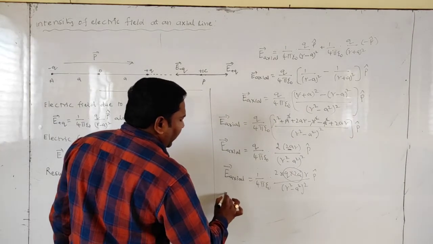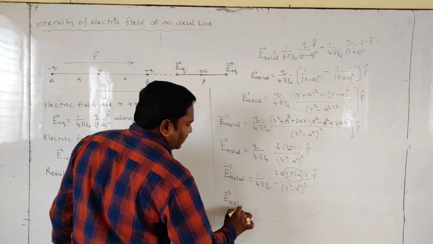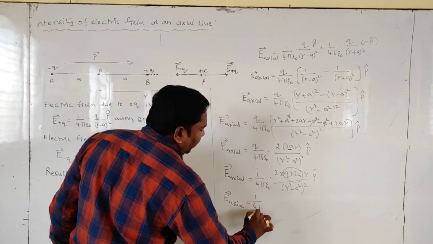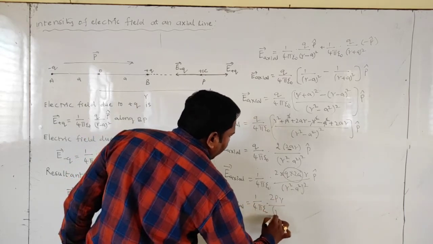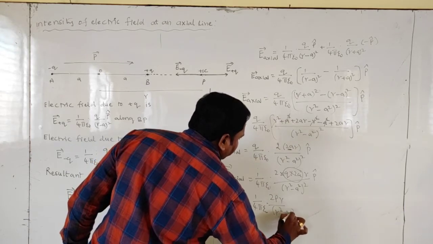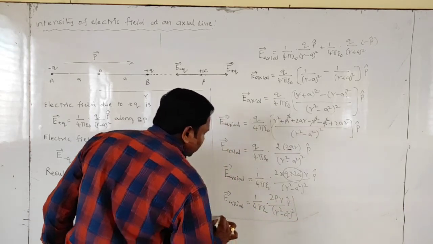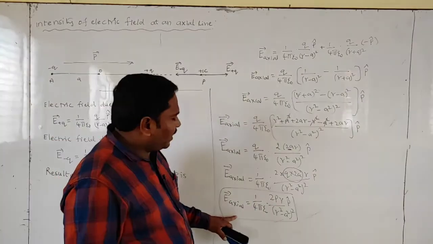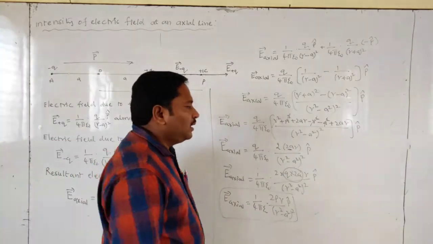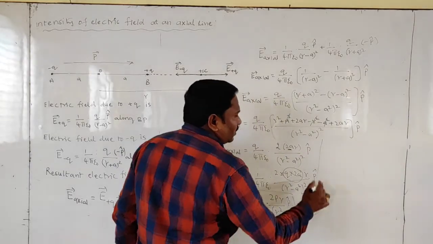So E axial equals 1 by 4 pi epsilon naught, 2P into R by (R square minus A square) whole square into P cap. This is the final expression. This is for a large dipole. Now what about a short dipole?